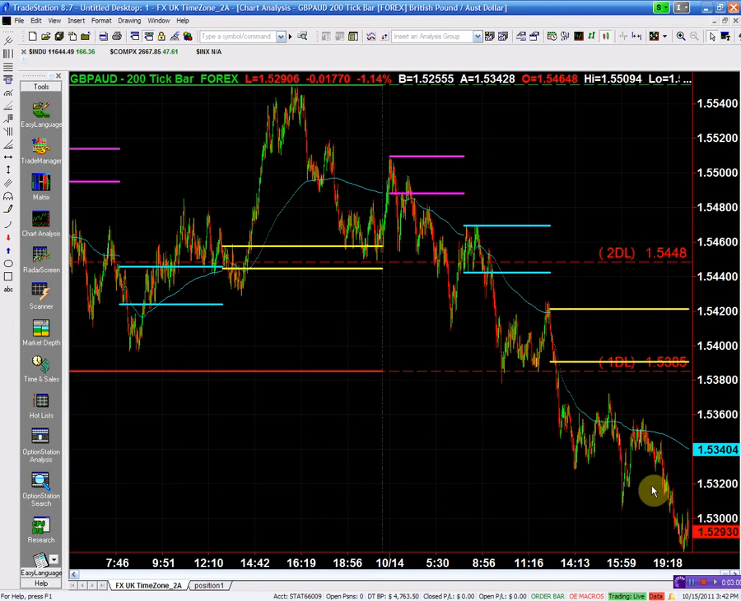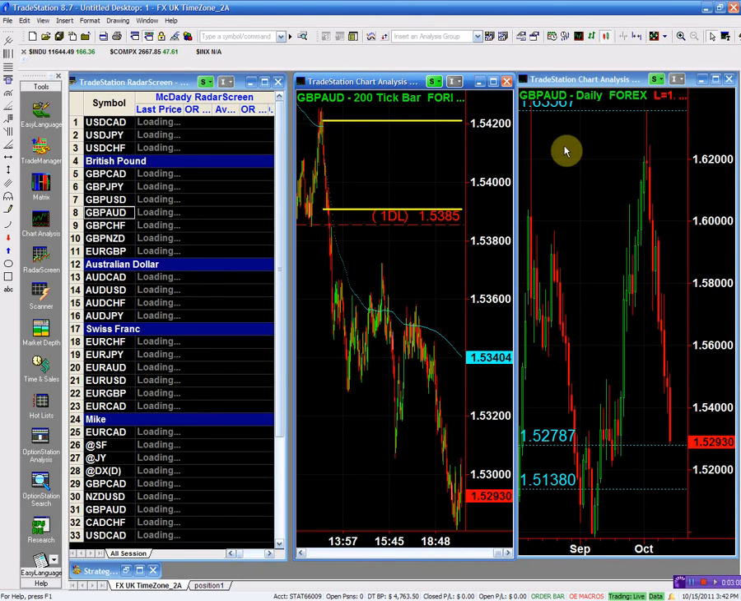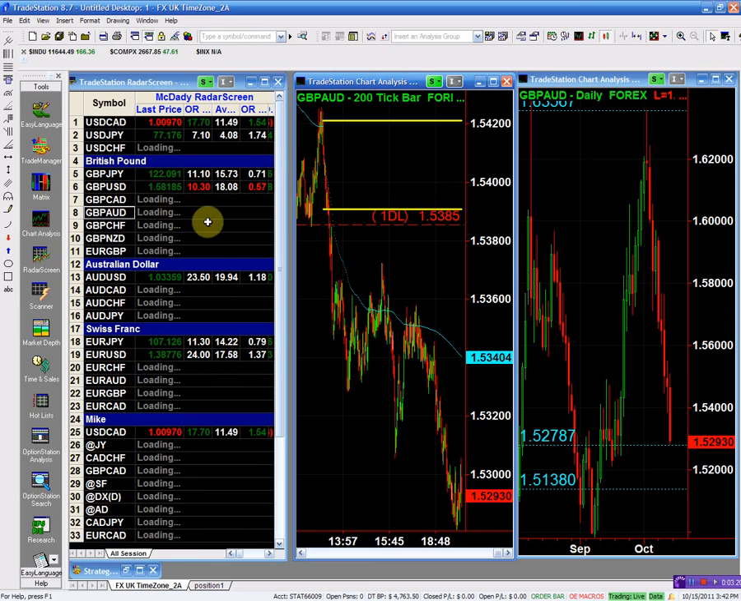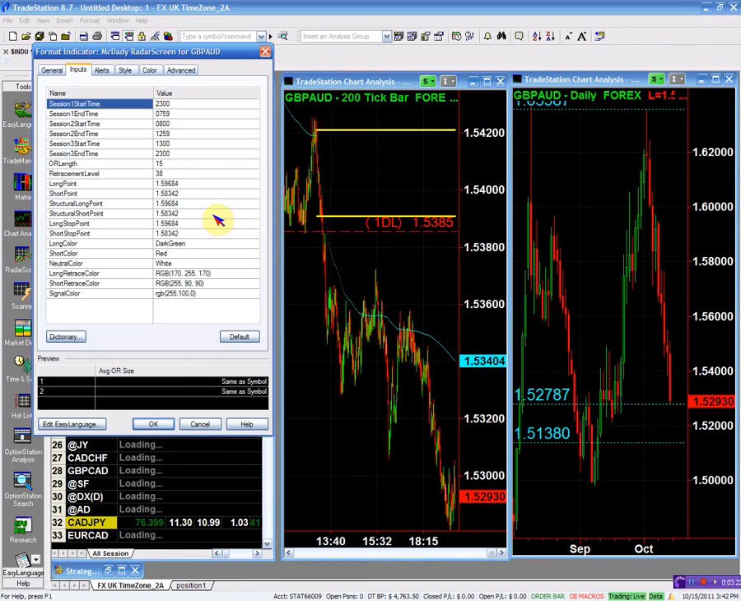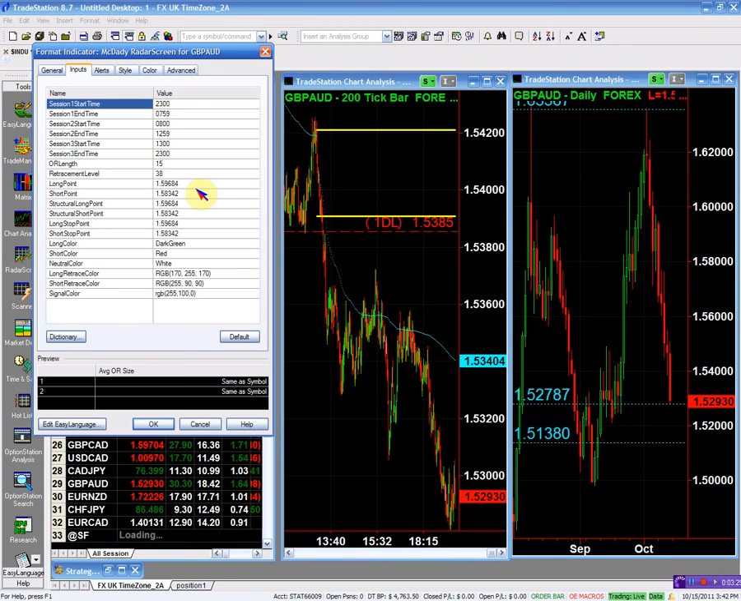So there is no reason to buy until then. So we're going to buy it above the 153.85. This is our buying point.